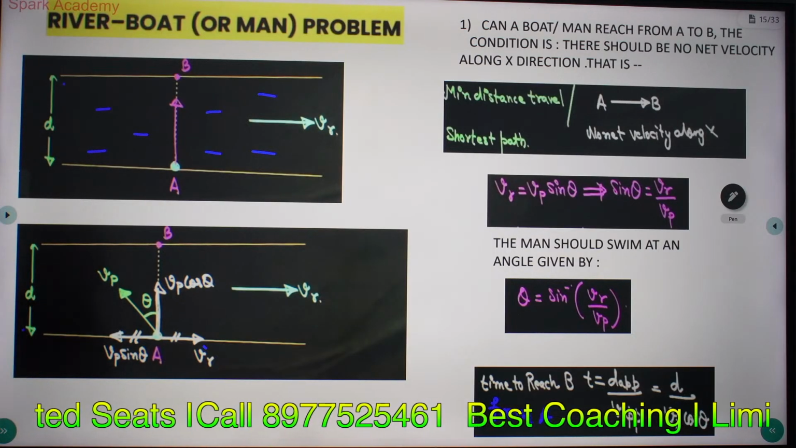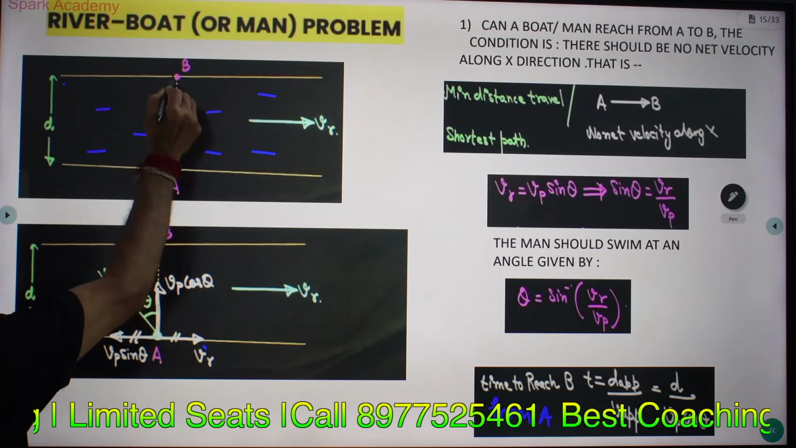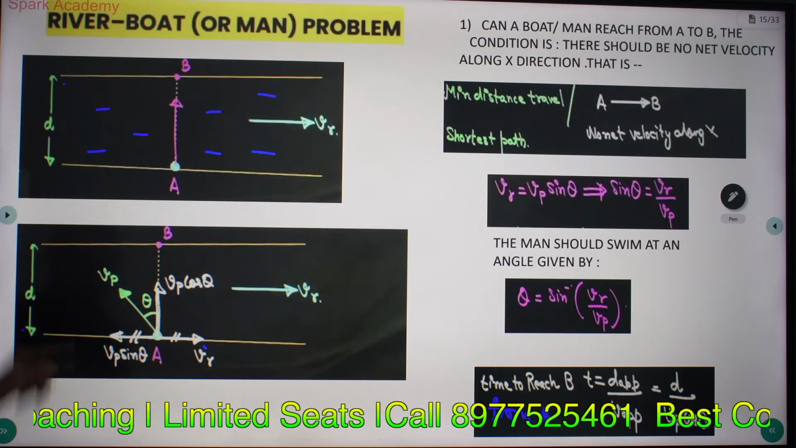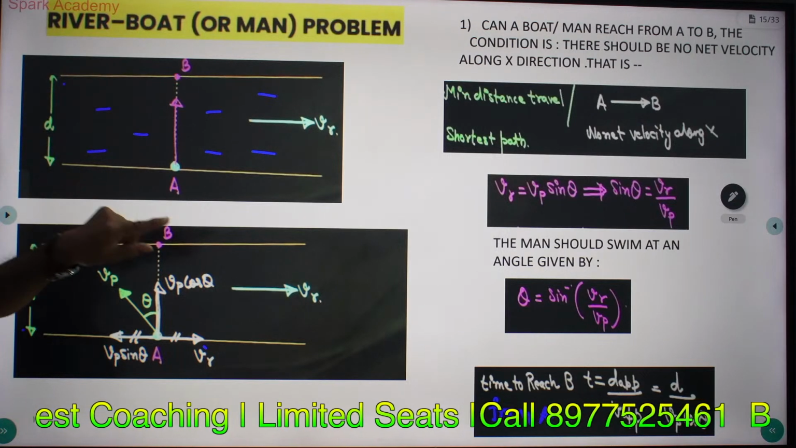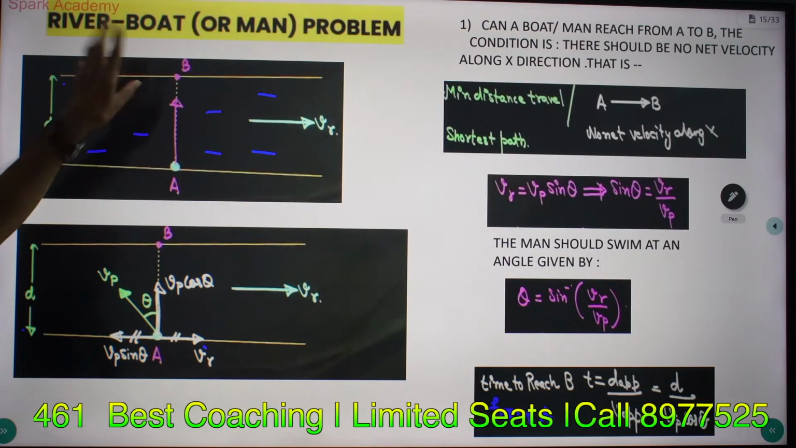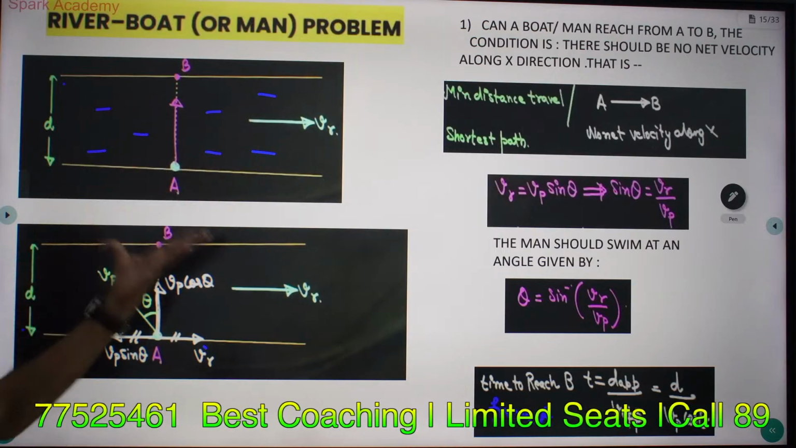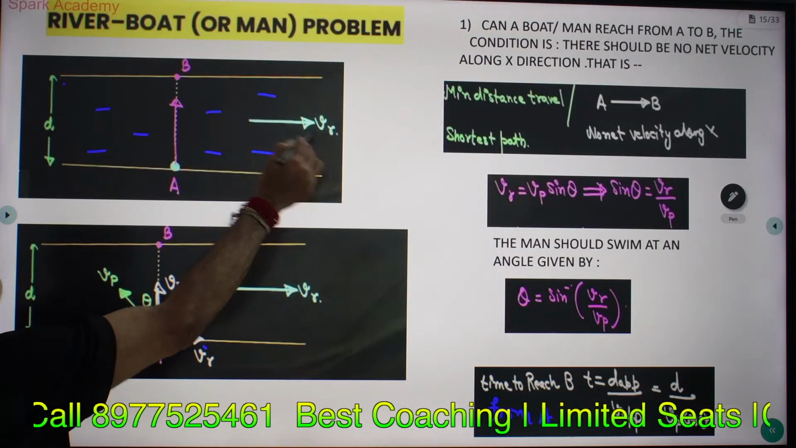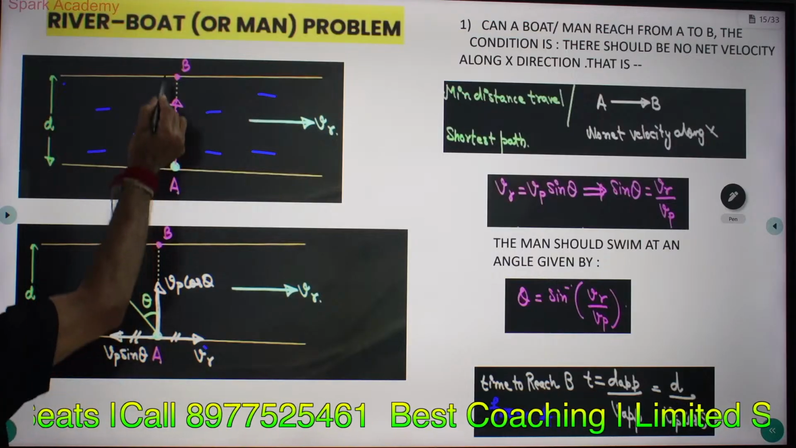Now what is the problem? The problem is a boat or a man is starting from here, and he has to reach B. The person has to reach B. This is the shortest distance, the direct perpendicular distance. So what is the condition for reaching normally, that is perpendicular? A to B is the shortest distance. If the river flow is there, then what is the condition? Actually the river is acting in the x direction. The velocity of the river is in the x direction. So the person from A cannot reach B.